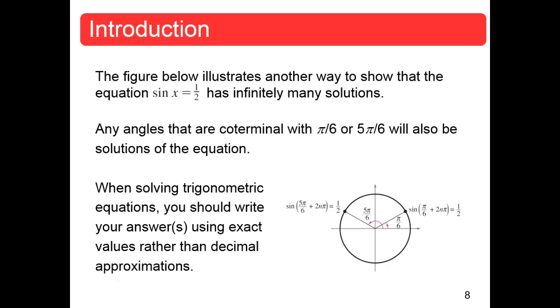When solving trigonometric equations, you should write your answer using exact values rather than decimal approximations. So in other words, pi 6 is an exact answer, where if you put 0.5 and so on, that would be an approximate answer. So they like for you to put that, and then for all multiples of that plus 2n pi. 2n pi is an irrational number, but that says it all right there. 5 pi 6, same type thing. Okay.